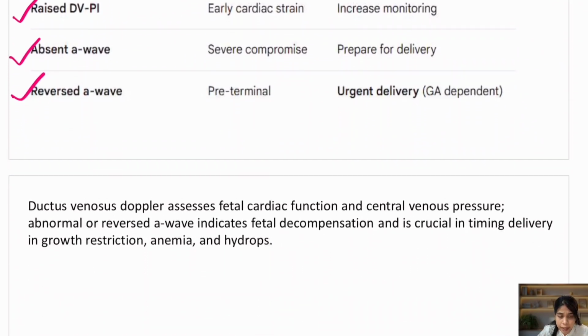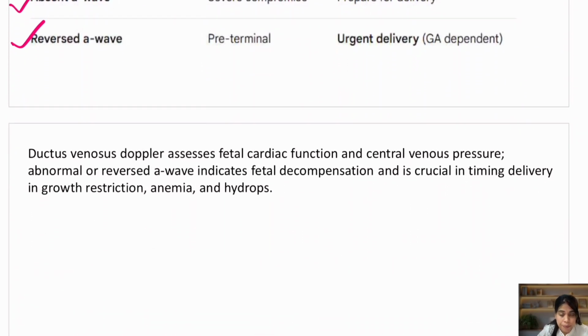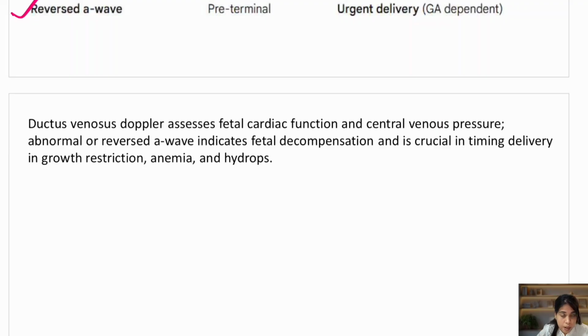So at the end, to sum up, ductus venosus Doppler assesses the fetal cardiac function and the central venous pressure, and an abnormal or reversed A wave indicates fetal decompensation. It's very crucial in timing the delivery in growth restriction, anemia, hydrops and twin transfusion syndrome. So I think I have done some justice to this topic.